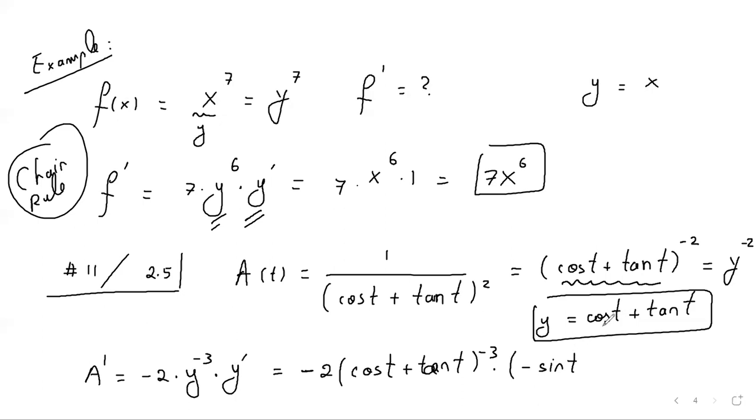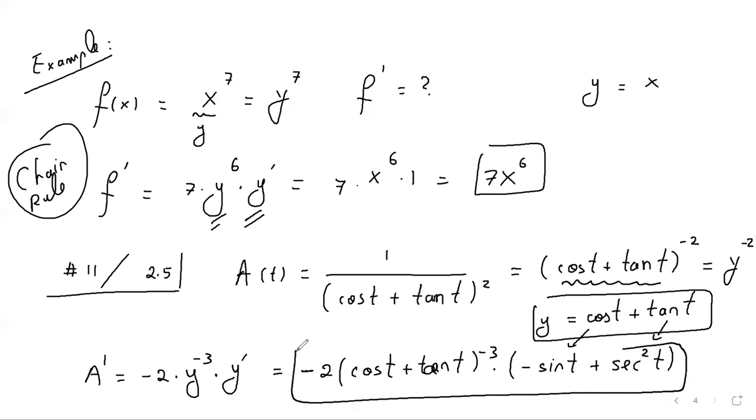Remember, cosine primed is negative sine. And plus secant squared t. That's because tangent primed is that. So these are the derivatives of cosine and tangent. All right, this is our final answer for this particular problem. I want everybody to understand that most of these questions here are just simply powers of some complicated expressions. And you want to break them down and recognize those powers.